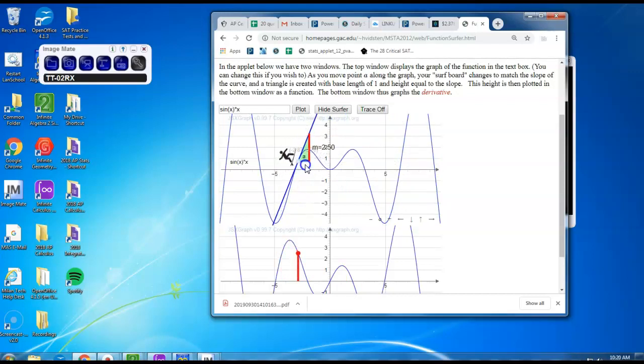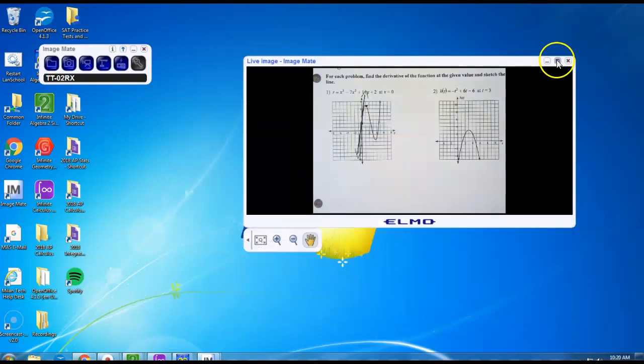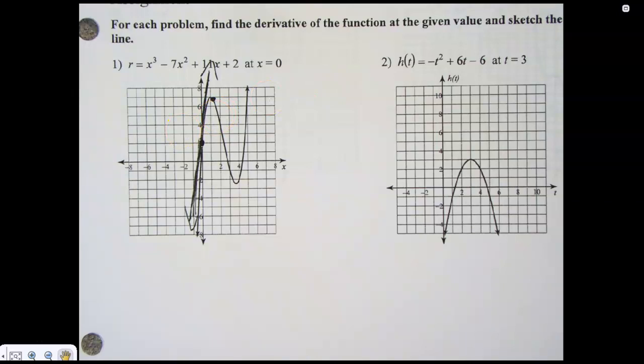So this is when it says draw the tangent line, this is what you're trying to draw. Does that help? Does that make sense? Yeah. Alright. Thank you. I meant to show you guys that before, but just forgot.